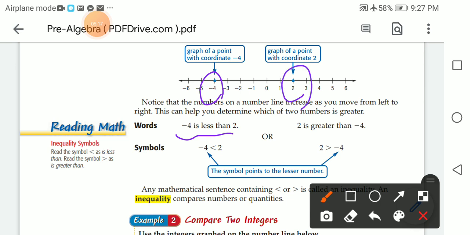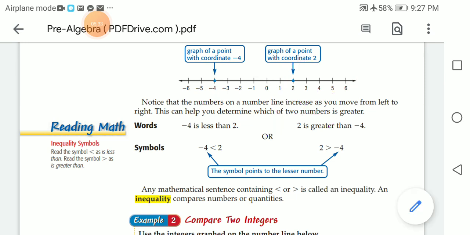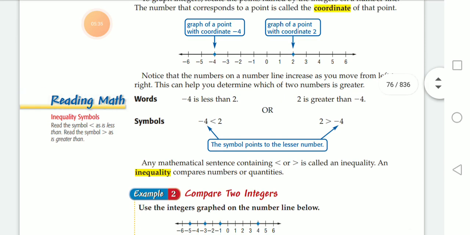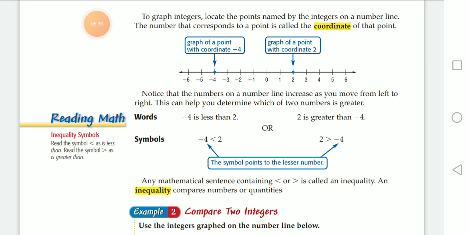As we said before, wherever you go from left to right, you increase. And I can draw it like this. You increase from left to right. So negative 4 or 2, which is greater? Of course 2. When I say negative 4 is less than 2, the symbol points to the lesser number. And I have here 2 is greater than negative 4.